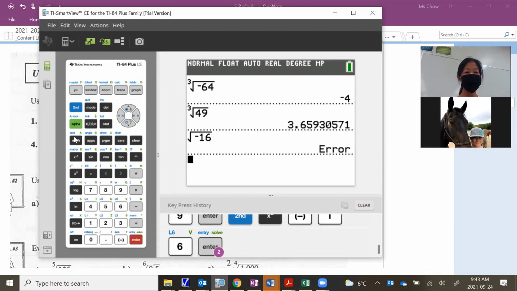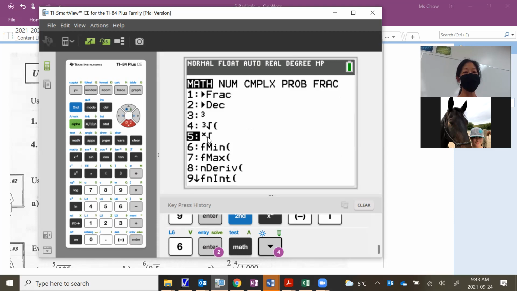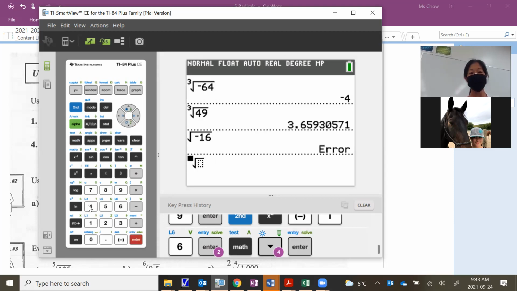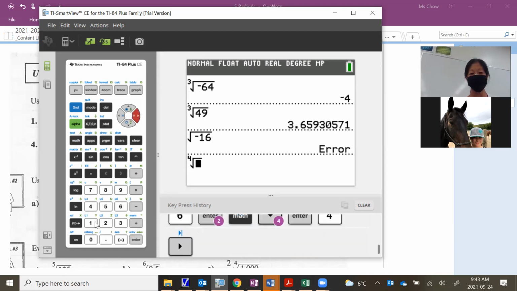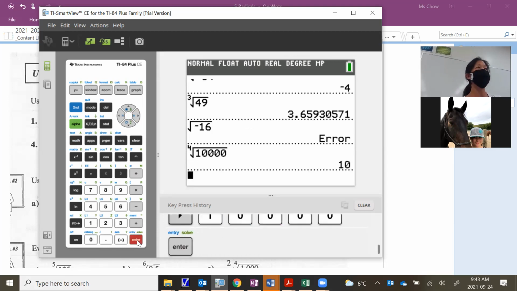So let's go back to math. What if I want the fourth root? If I go down to the fifth option, you can see there's an X for the little index. Hit enter, and right here I can put in the fourth root. What do I want? The fourth root of 10,000. Enter, and there it is. Okay, everybody's got that on their calculators?